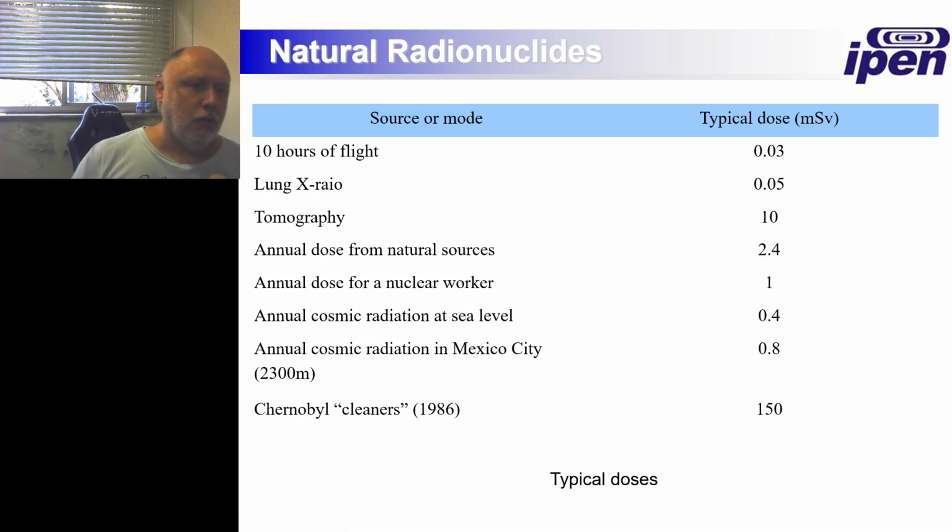I, being a nuclear worker, am limited to 1 millisievert per year. So you see, I'm limited. The dose I can receive for working here is smaller than the one I will receive on a daily basis. So it's very safe for us. Cosmic radiation, as I told you, annual at sea level is 0.4. You go to Mexico City, it's twice that. And the Chernobyl cleaners, who all died from exposure, were exposed to 150 millisieverts in a few days, right?